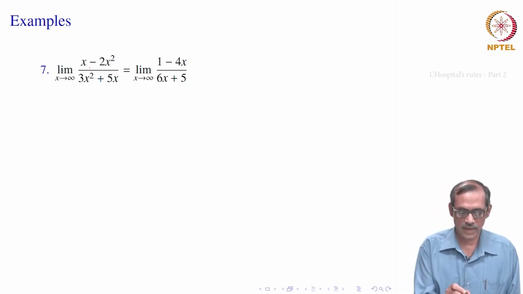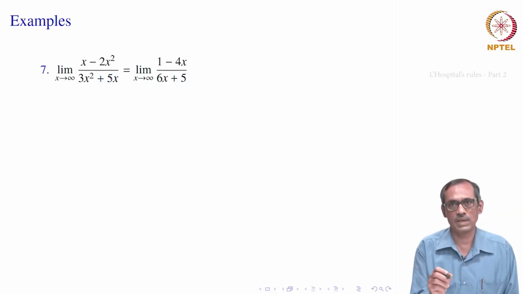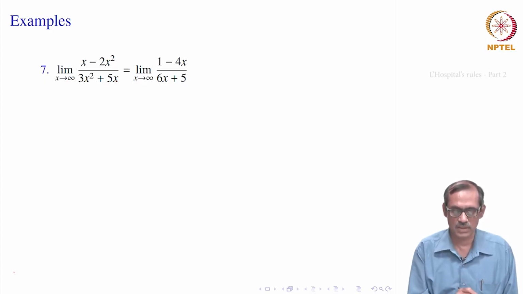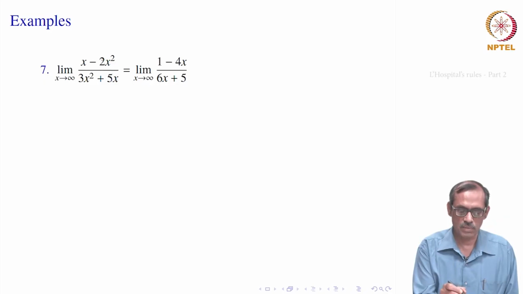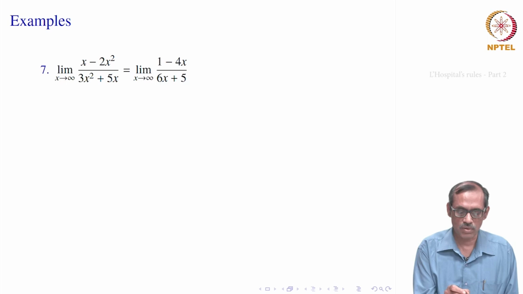Here we want to find the limit as x goes to infinity. It is not one point like pi by 2, it goes to infinity. So, naturally it will be a one sided limit, from the left side we are approaching, making x larger and larger, of x minus 2x square divided by 3x square plus 5x. When x goes to infinity, it is in infinity by infinity form. So, applying L'Hopital's rule, x gives 1, minus 2x square gives minus 4x, and in the denominator 3x square gives 6x, 5x gives 5. So, it is okay.